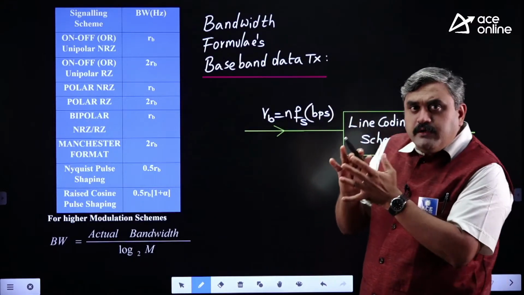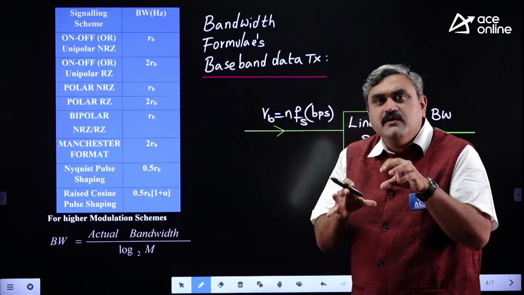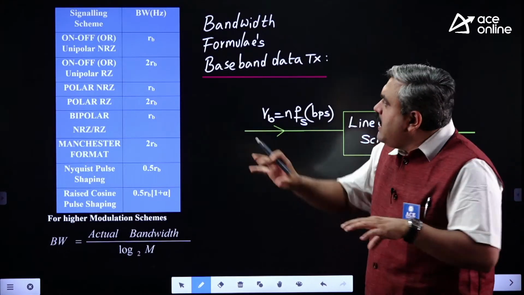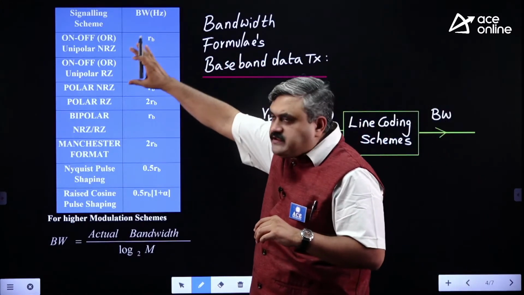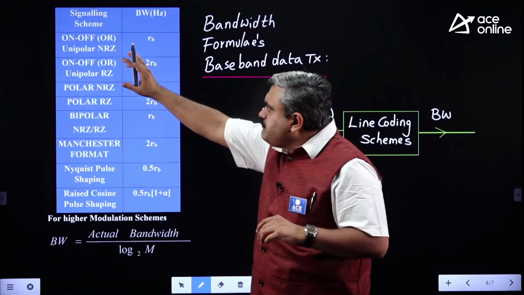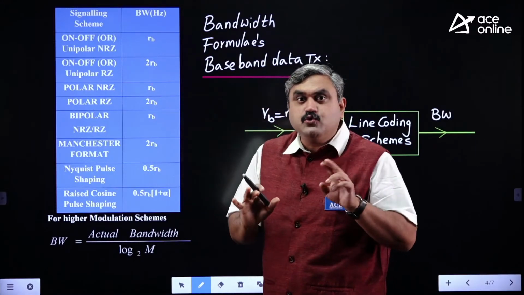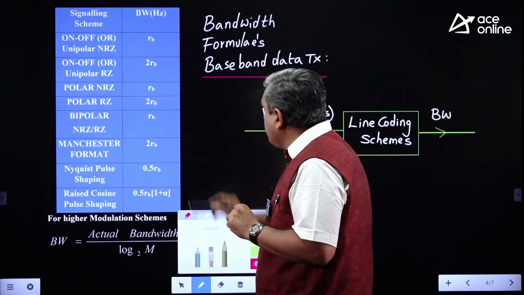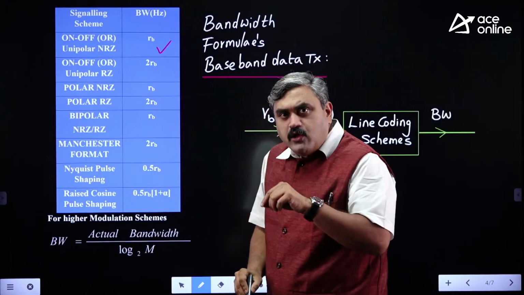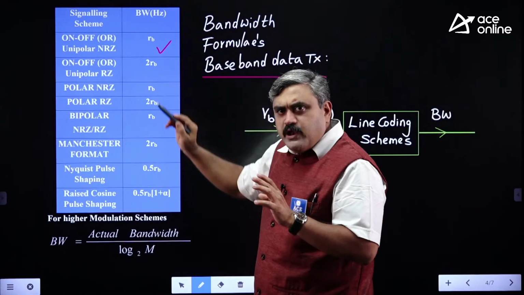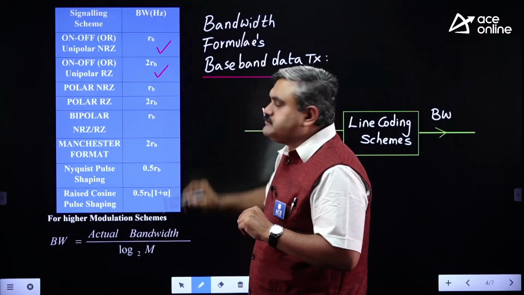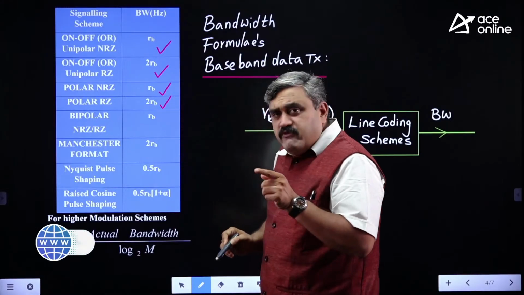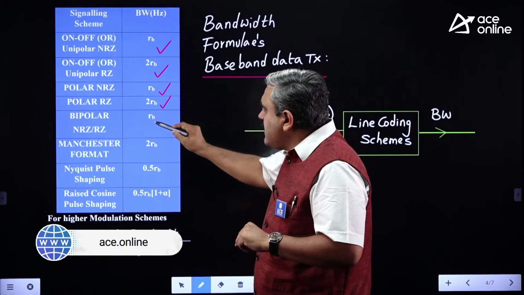Now, I cannot tell all that because this is only a session where we have to touch all the concepts to the maximum extent possible. That is the reason I have given this table. If you take these different signaling schemes, on-off, again you have RZ and NRZ, two techniques. The bandwidth required is equal to RB. If it is on-off, unipolar and on-off are both same, RZ technique 2RB. If it is polar, RB. Polar RZ 2RB. Whether it is bipolar RZ or NRZ, it is RB.